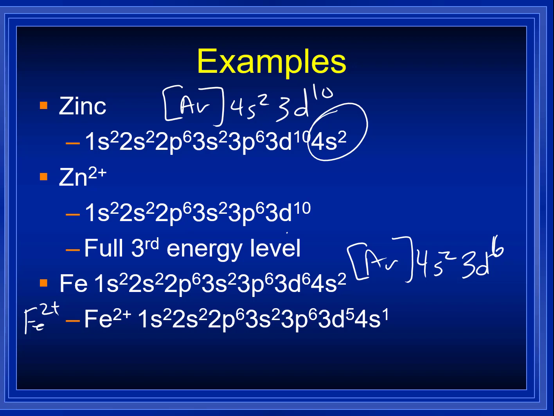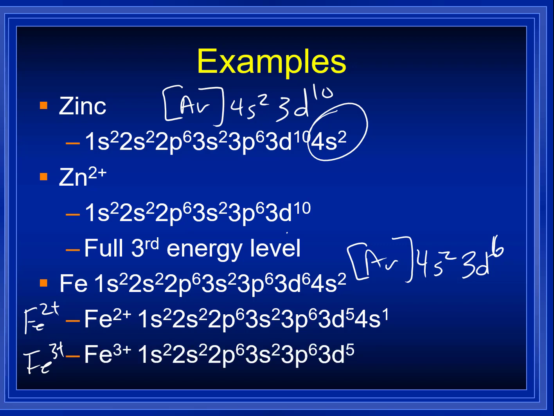Iron sometimes forms a 3+ ion. How would it make a 3+ ion? You take both 4s's and one of the d's. So see what I mean by you have to predict how they could be stable. I'm not going to ask you to predict this piece of it, because you don't know what it's going to do.